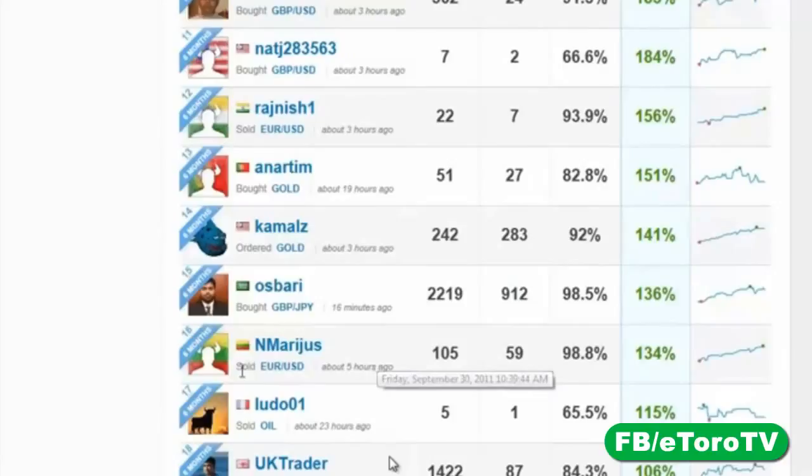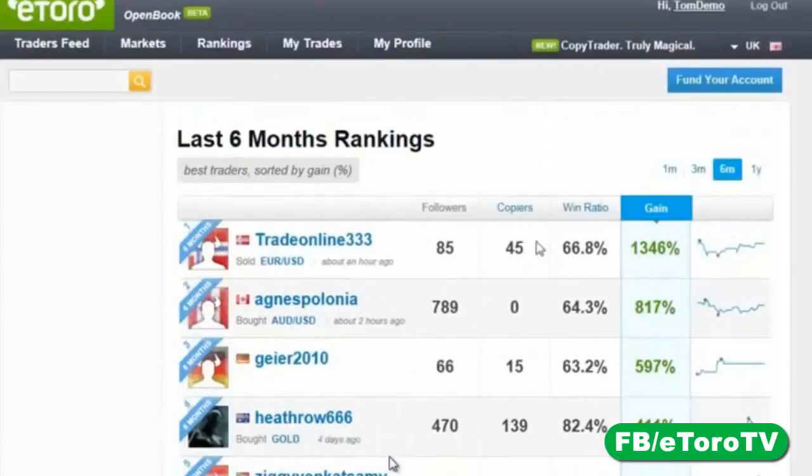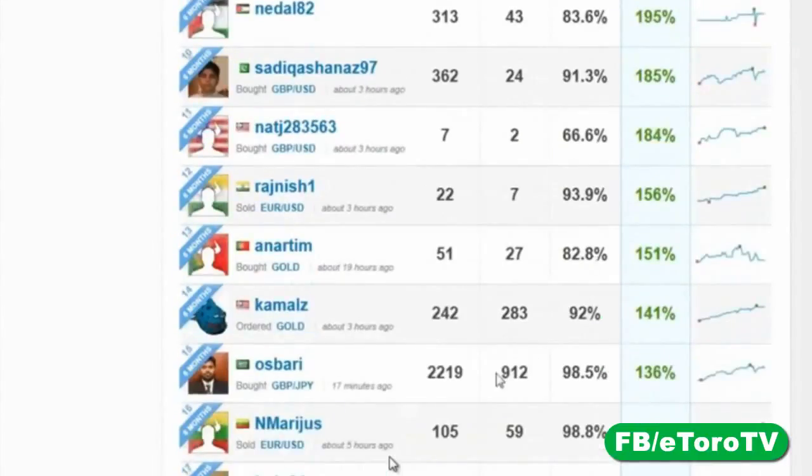Let's pick a trader. How about this one? 134% is nice. 98.8% of the positions that he opened resulted in profit. Okay, because we have two ways of segmenting these traders. We have percentage of gain and we have winning ratio. Percentage of gain is how much money you gained on top of the money that you already invested. Winning ratio obviously means how many of the positions that you opened resulted in profit at the end. So this guy is a success story.